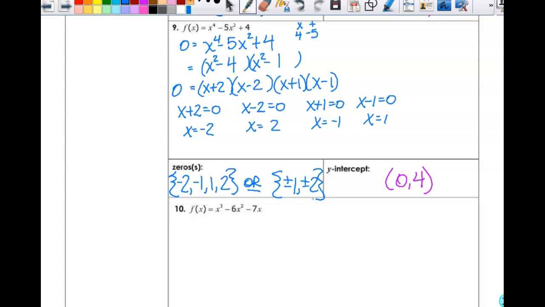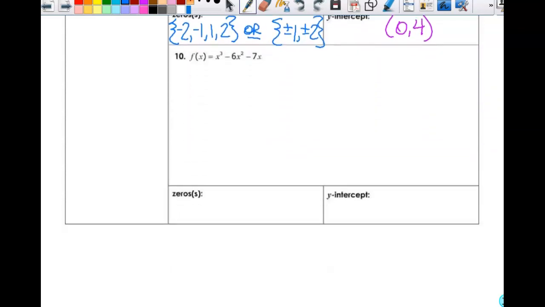Okay. Any questions at all? All right, I'm going to start number 10 with you, and then I'm going to see if you can finish this up. So I want the zeros. That means I set f of x equal to 0. So 0 equals x cubed minus 6x squared minus 7x.